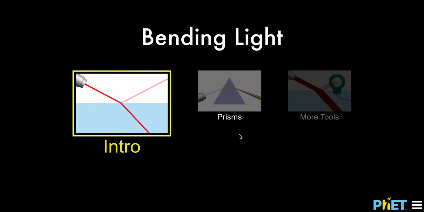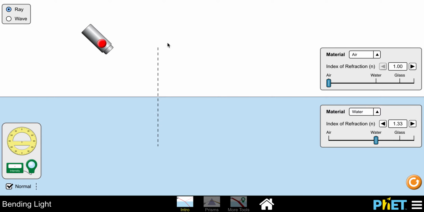The PhET simulator on bending light that we looked at a few lectures ago. And I just wanted to point out a couple of things about this. If you go to the intro tab, there's two different representations, and I believe last time we were looking at the wave model here, but today I want to look at the ray model because we're going to use rays and trace rays to try to understand what happens when light moves through various things.